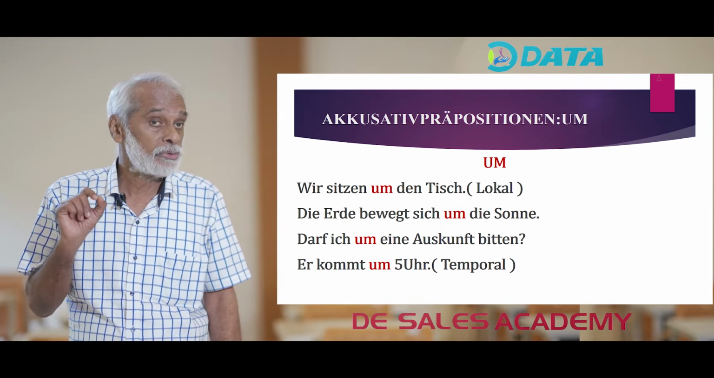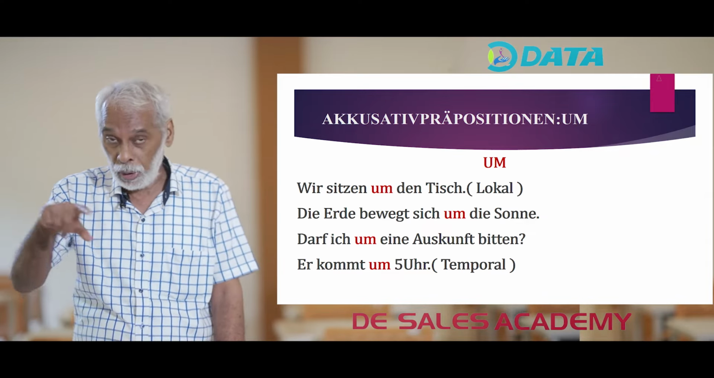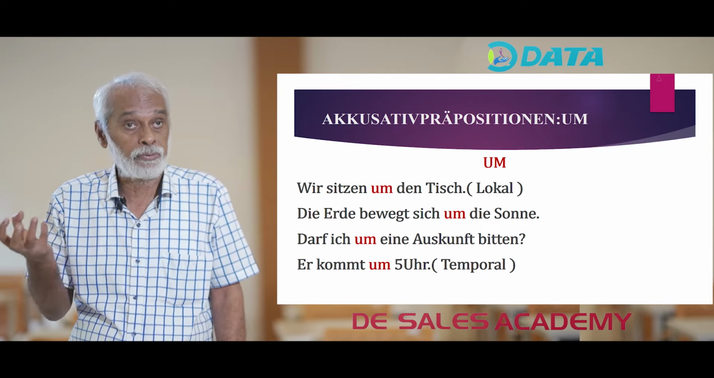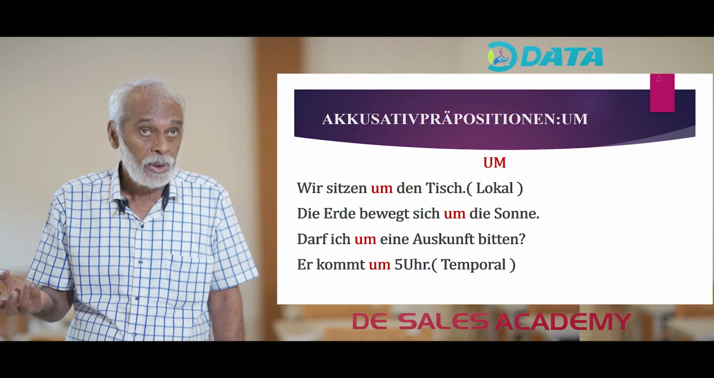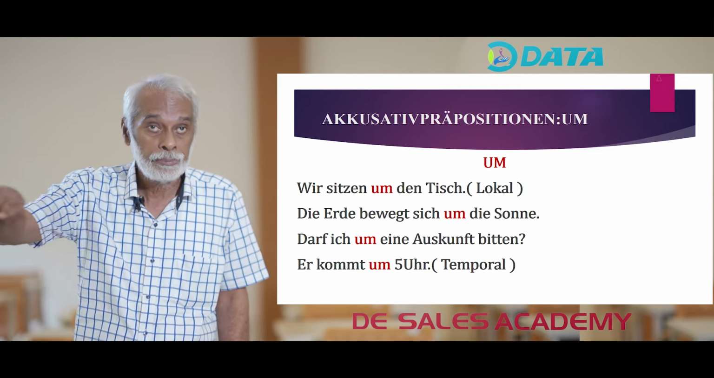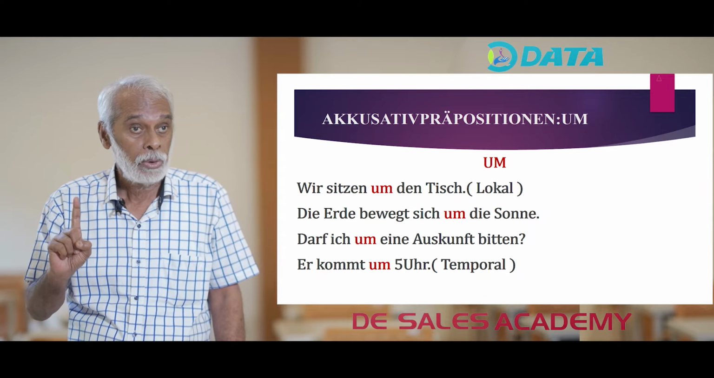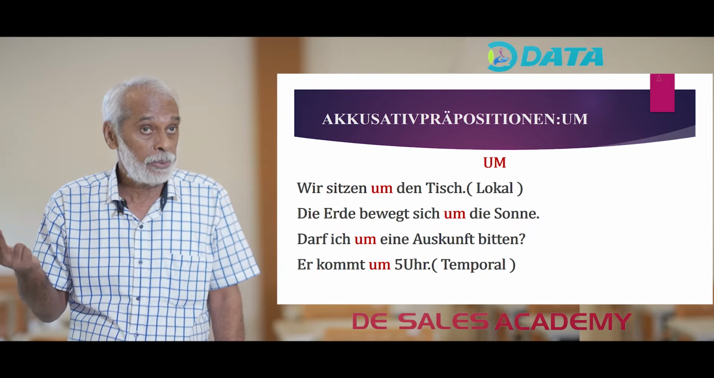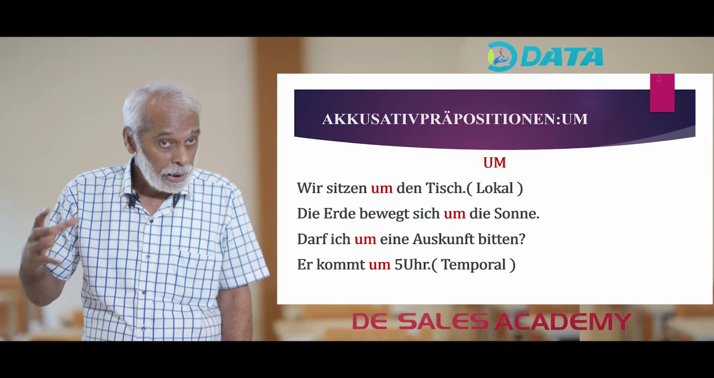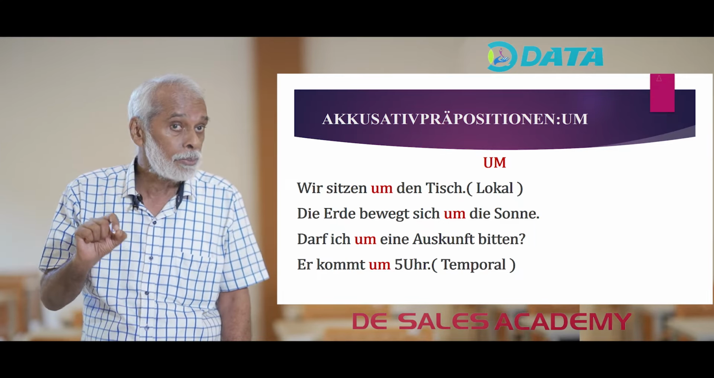The next preposition is also used in a local sense and also in a temporal, that means in respect of time. For example, wir sitzen den Tisch. We are sitting around the table. Means around in a local sense. Another sentence will be: Die Erde bewegt sich die Sonne. The earth moves around the sun, die Sonne.